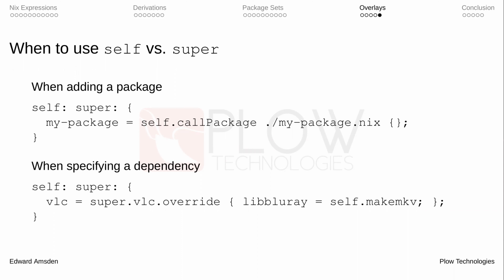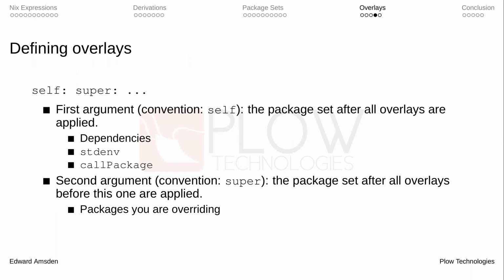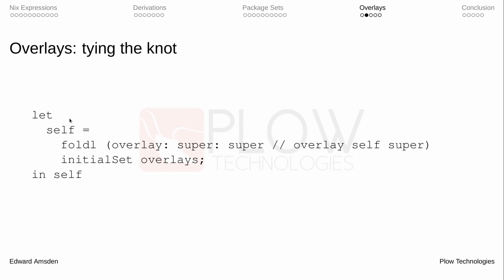Okay, so in this dependency, what is self in this case? Is self the same as super, but after all the derivations? No, self is the result of the whole fold of all the overlays to the package set. So each overlay has access to the result of applying all the overlays. Okay, that's interesting.